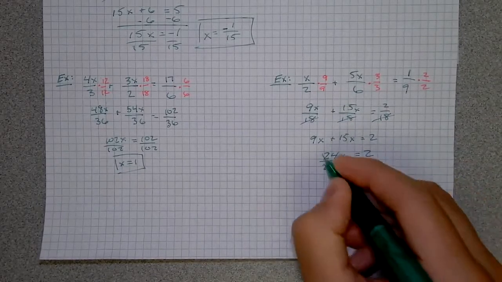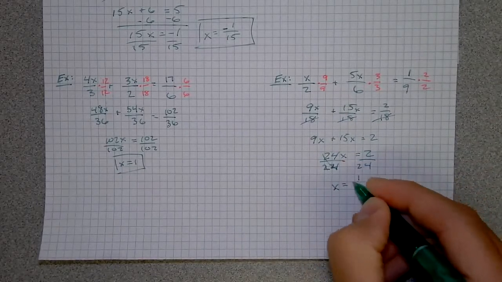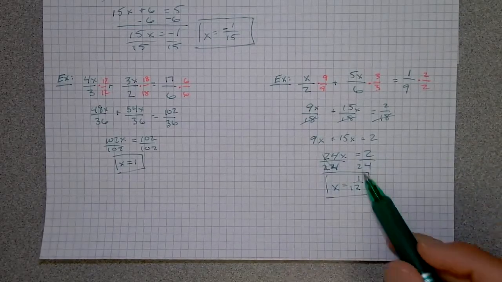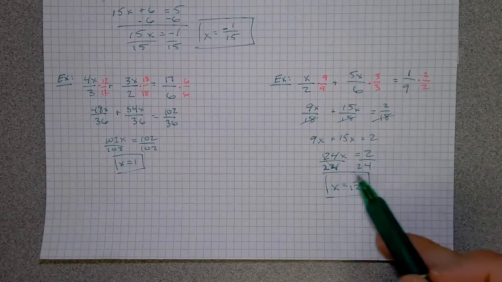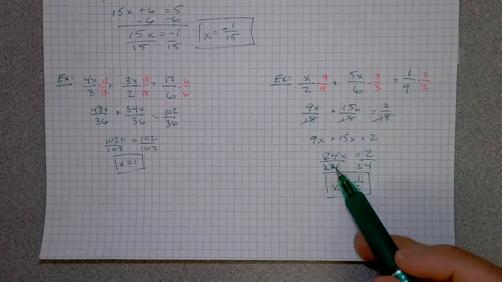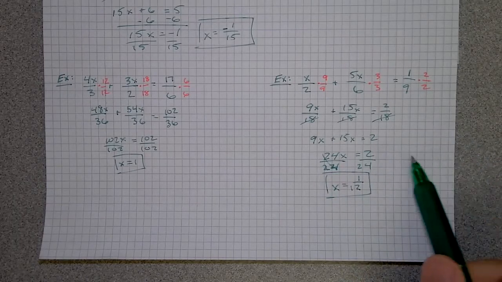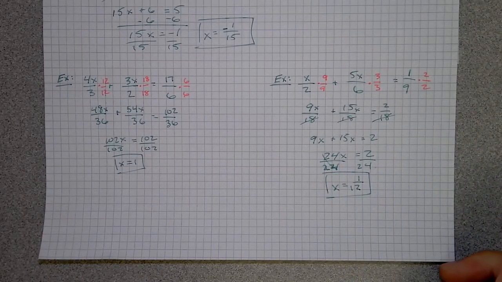Divide both sides by 24. Reduces down to 1/12. Just be careful. You see 24x equals 2. Your instinct might be to write 12. Just make sure you do all the math right. Divide by 24. 2 over 24 reduces down to 1/12.